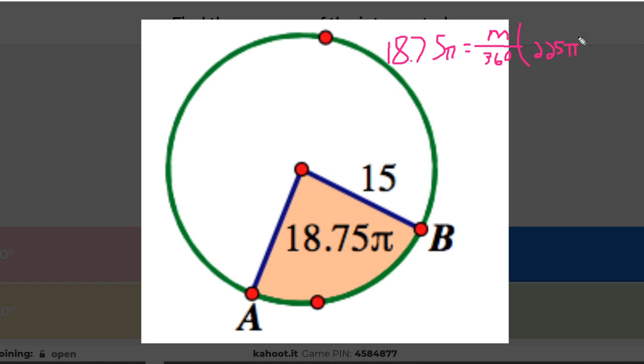And then put a pi. Okay, you can reduce the 225 with the 360 if you want. That'll make your number smaller. It's up to you. I think they can both be divided by 45.